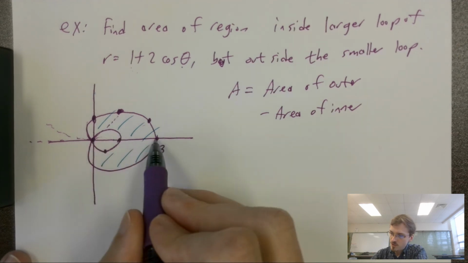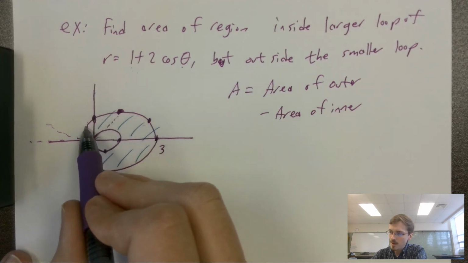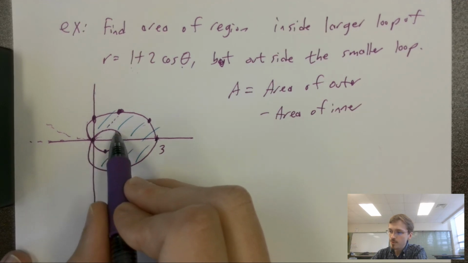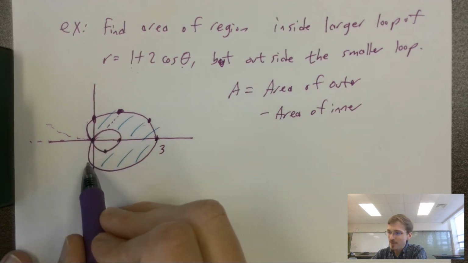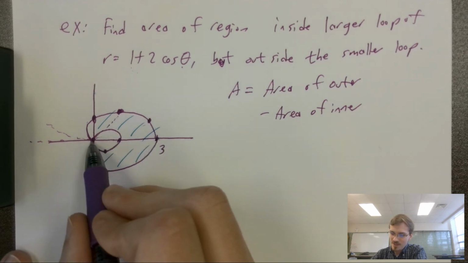Let's trace it together with our pencils. We're going to start here at 3, it goes up. We hit r equals 0. Then we're on the inner loop. We hit r equals 0. Now we're back on the outer loop. So as we saw in the previous example, all of this hinges on where does r equal 0.